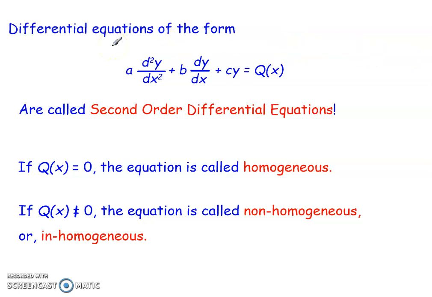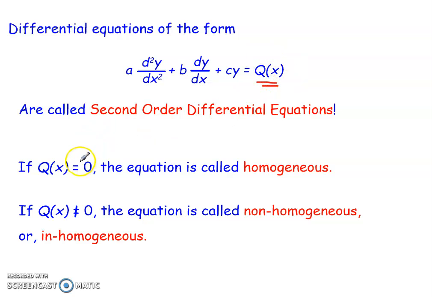Now first things first, we need to understand the difference between the two types. So imagine I've got this here, second order differential equation, and it looks like this. It takes the format of a times the second derivative of y plus b times the first derivative of y plus c times y itself equals q of x. Now I told you there's two different types, and that all depends on this q of x here.